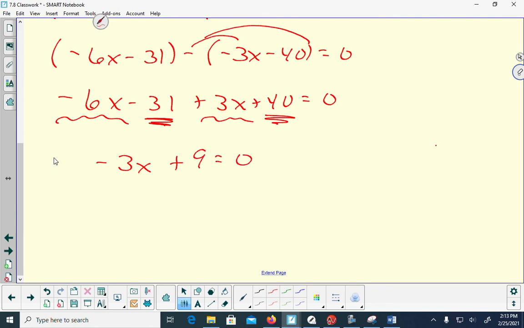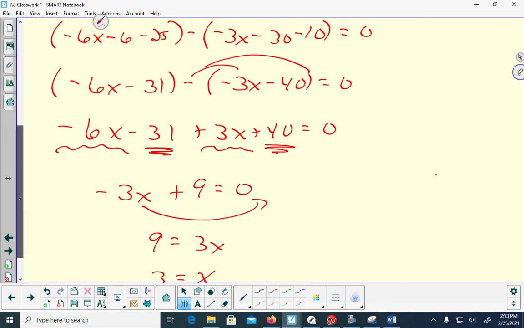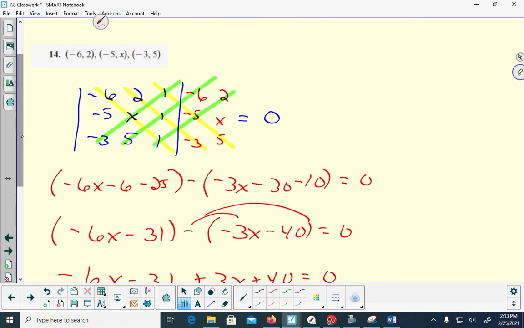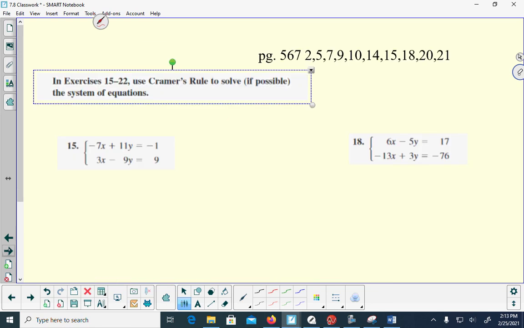It's linear, so I'm going to take 1 over to the other side. I decided to take the 3x to the other side. So I'll have 9 is equal to 3x, divide both sides by 3, and x is equal to 3. Again, to check it, I will put the 3 in here, see if I really do get a determinant of 0. Okay, and the last couple are using Cramer's rule.